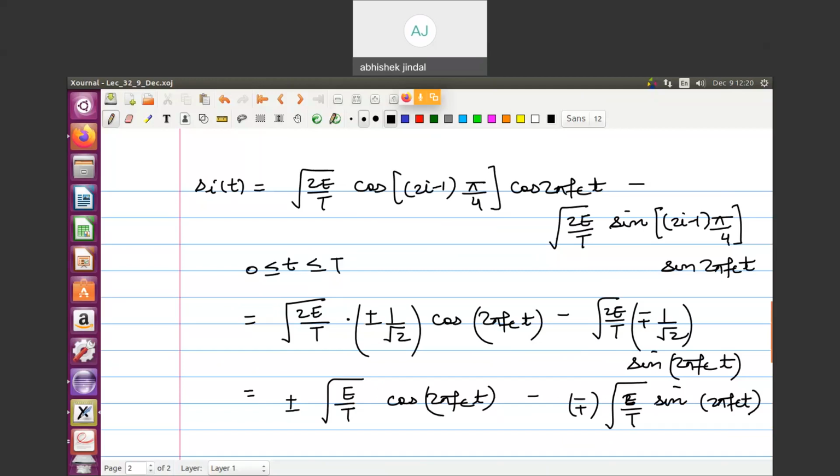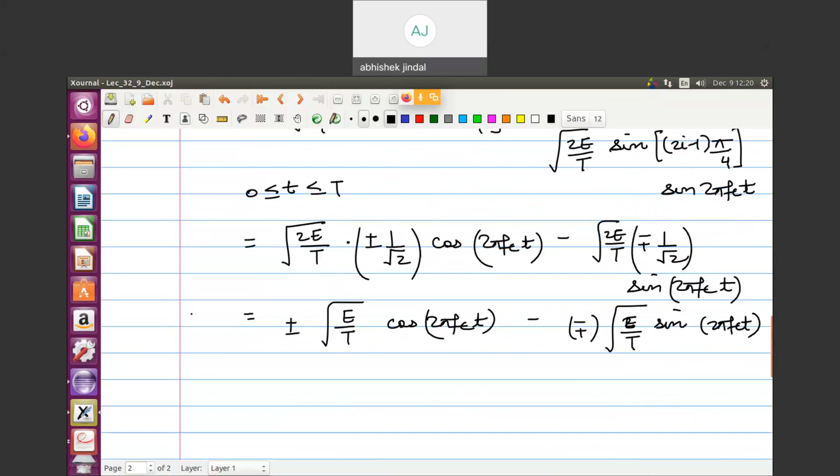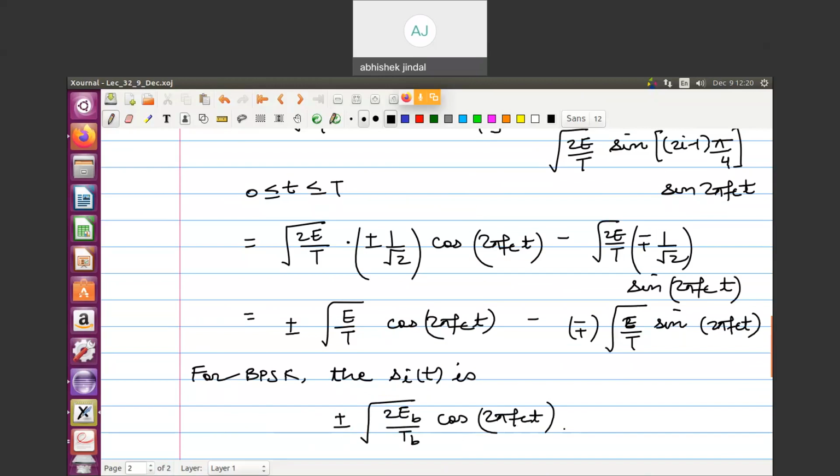Let me just go back and see one thing. So if you compare, what is a BPSK? For BPSK, the s_i(t) is plus minus root of twice of EB by TB cos of 2 pi fc t, okay, where t lies from 0 to TB.